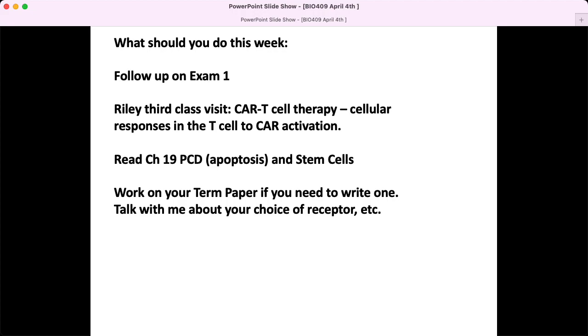You could pick a receptor that we've talked about or one that we haven't talked about. You want to make sure it's actually a receptor. Cyclins are not a receptor, like that. So it's very important to check in with me by email, okay? So that's working on that.